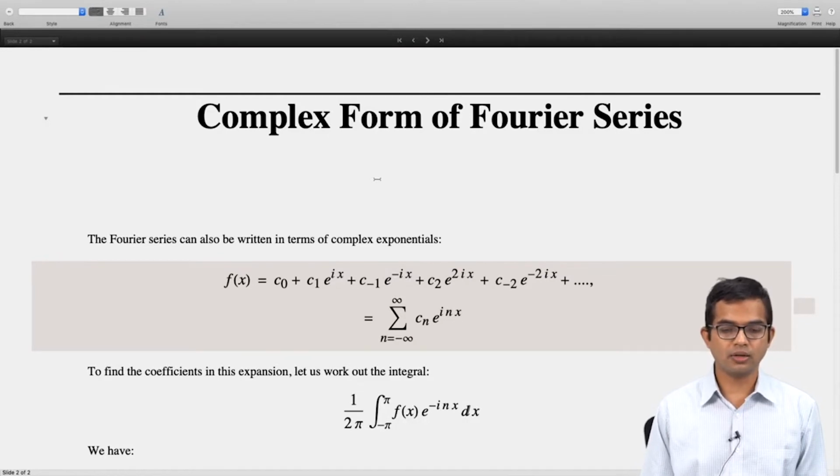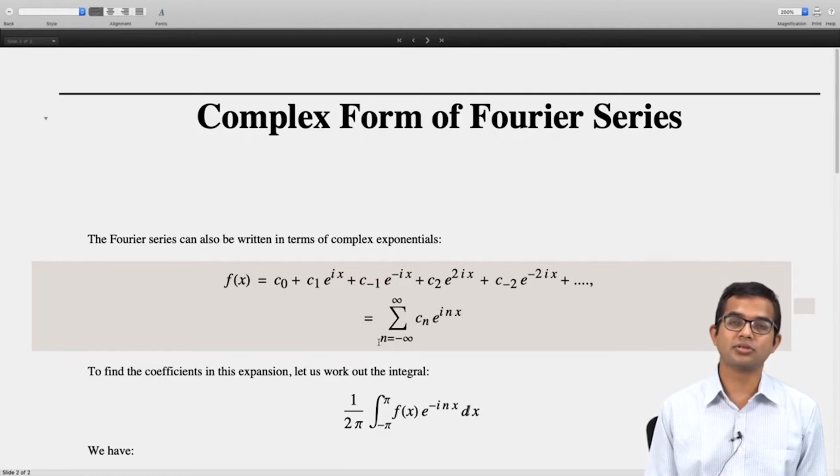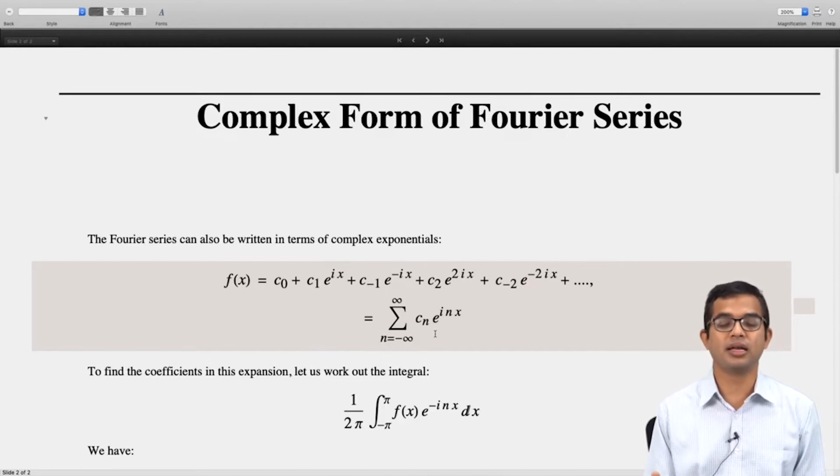So you're given a periodic function with period 2 pi. We are going to write this f of x as c naught plus c1 e to the ix plus c minus 1 e to the minus ix plus c2 e to the 2ix plus c minus 2 e to the minus 2ix, and so on. You now allow for this index to take negative values as well. In other words, we are writing this as a summation where n takes all integer values from minus infinity to plus infinity, cn e to the inx.